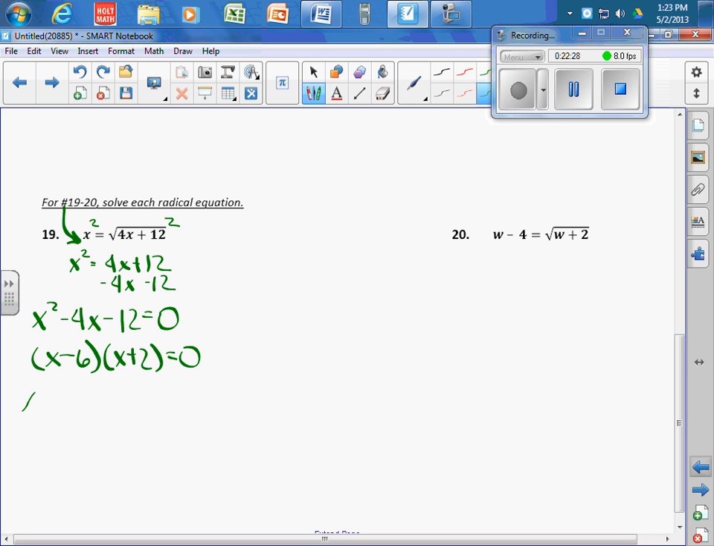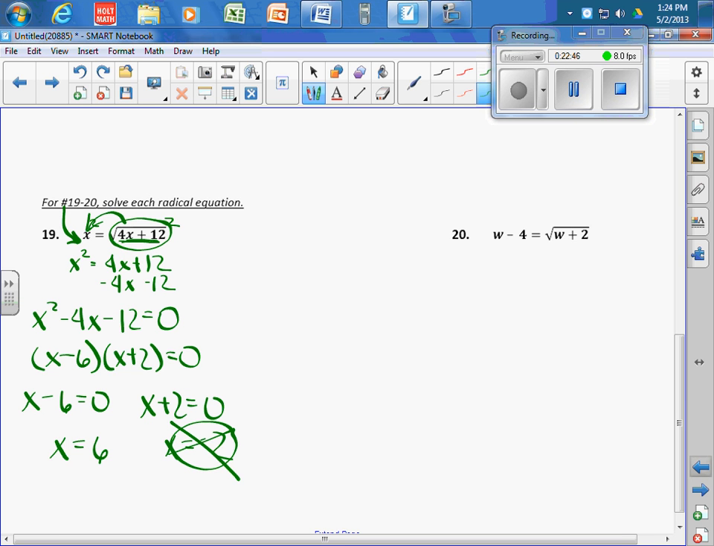Set each one equal to 0. X equals 6 or negative 2. Well, think about it. If we take the square root of whatever number this is, will we ever get a negative 2? No, we can toss that number. But x equals 6 does work, so there's your answer.